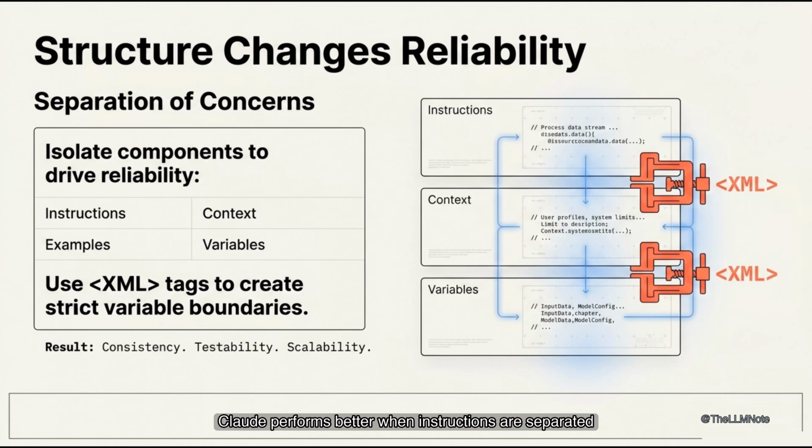Claude performs better when instructions are separated. Context, examples, and variables should be distinct. Anthropic's console uses prompt templates for consistency. Templates support testability, scalability, and version control. Variables help maintain structure and clarity. XML tags are recommended to define variable boundaries.